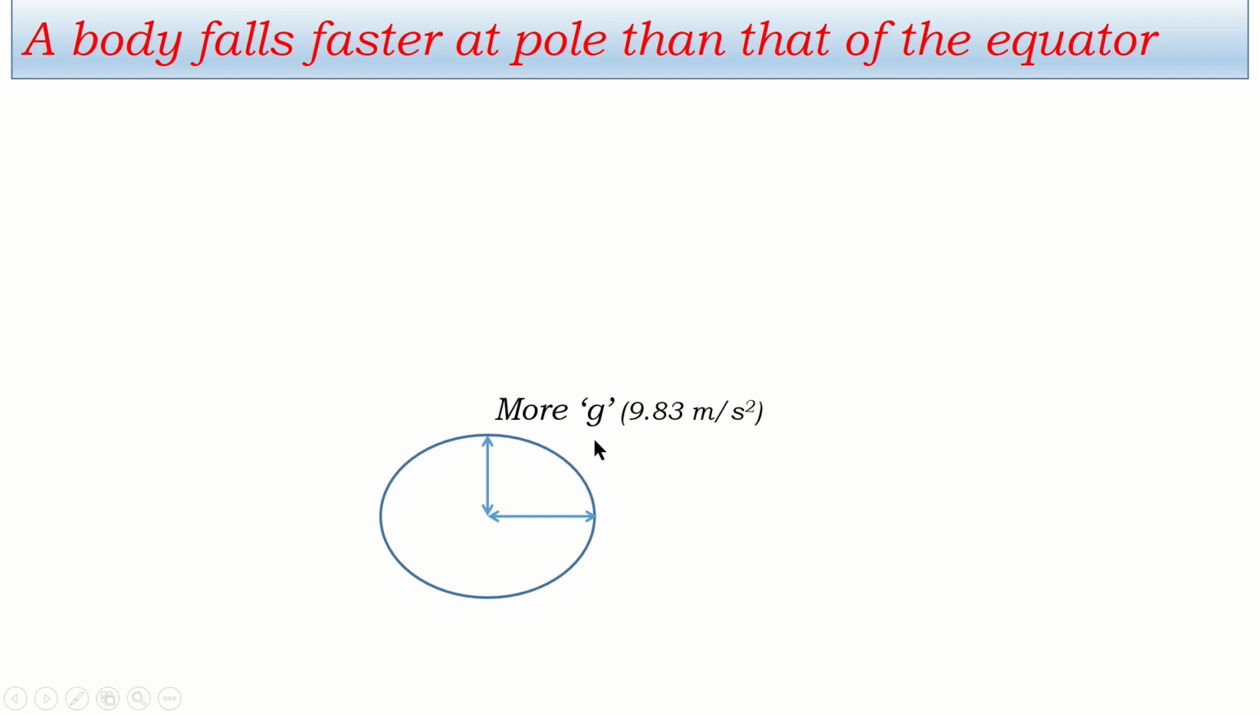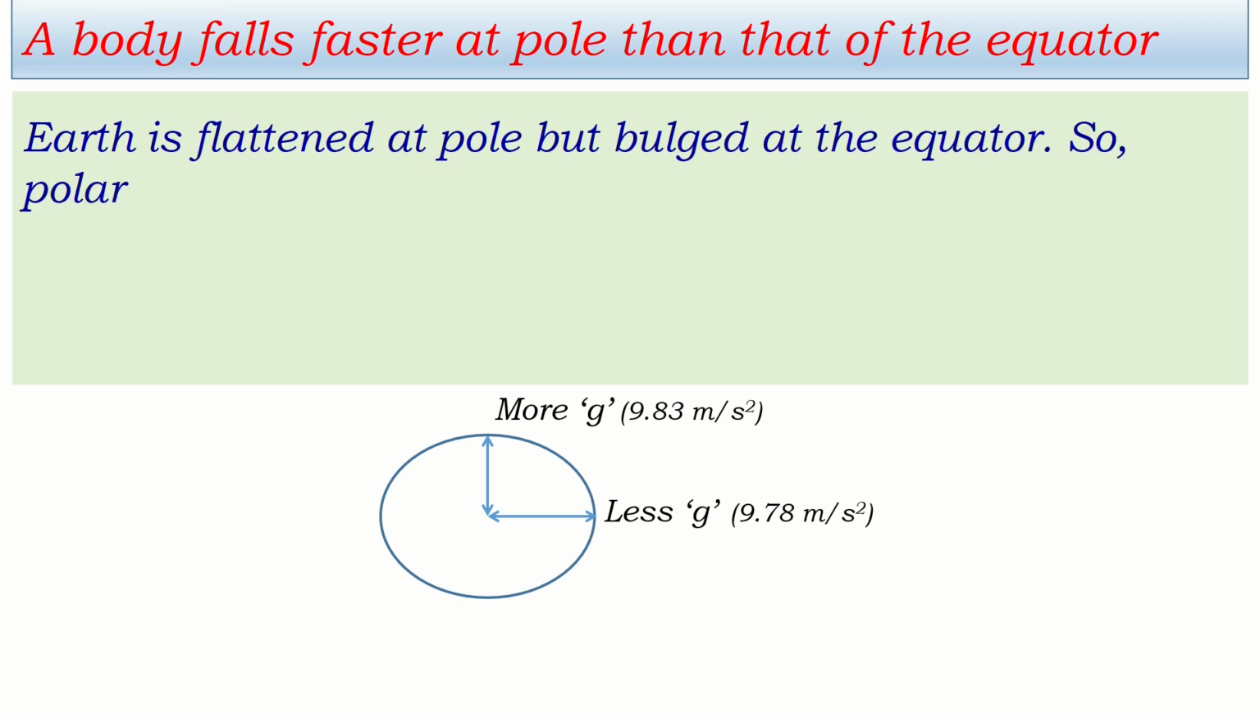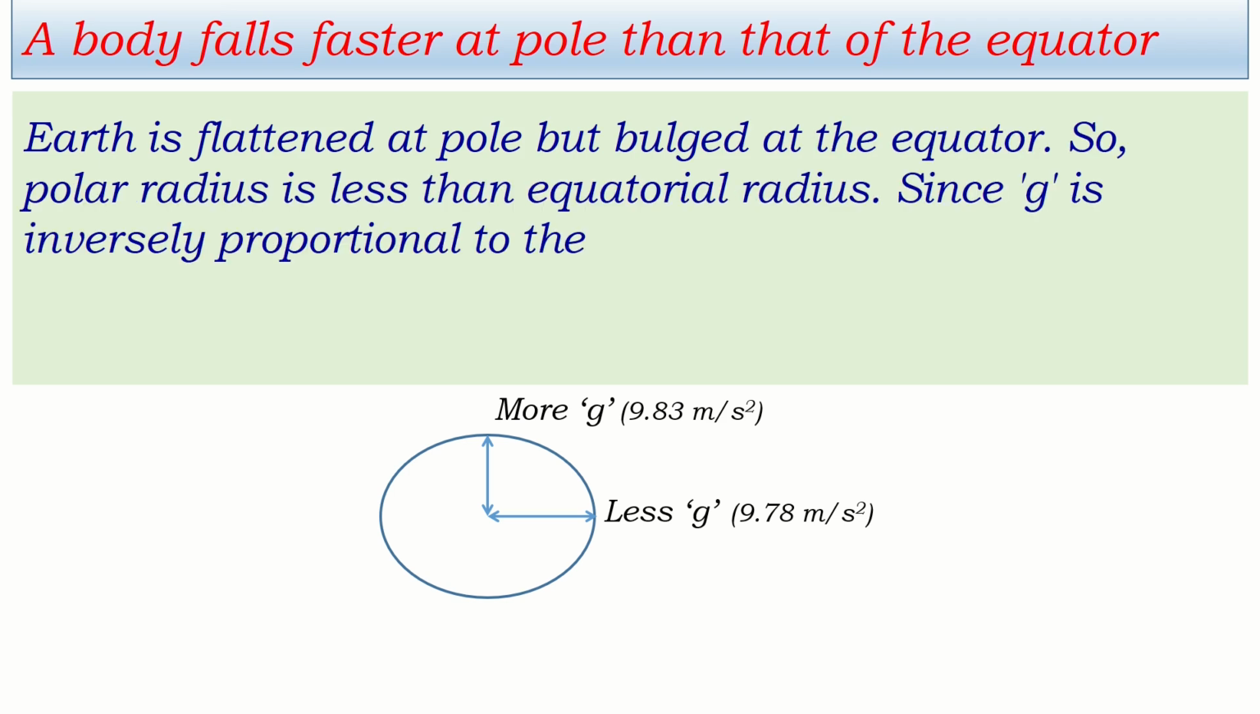Previously we declared that g is inversely proportional to the square of the radius of the earth, already proved. That's why if the radius is less, g will be more. It is 9.83 meter per second square at the North Pole. But if the radius is more, g is less, and it is 9.78 meter per second square at the equator. If a body is dropped at the pole, then it falls with this acceleration, and if the same is dropped at the equator, then it will fall with this acceleration. It means acceleration is more at the pole, so the body falls faster at the pole. We can write it this way: the earth is flattened at the pole but bulged at the equator, so the polar radius is less than the equatorial radius.